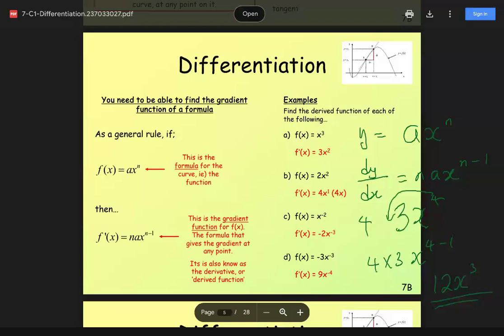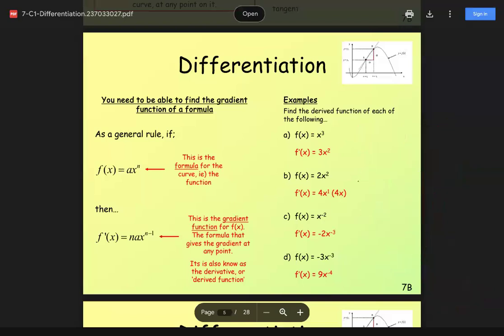The same thing is applicable to x cubed. You have to differentiate it. When you don't see a number beside the x, you assume that number is 1. So you bring this 3 here, that gives you 3 times 1, then you take away 1 from the power. That gives you 3x squared.